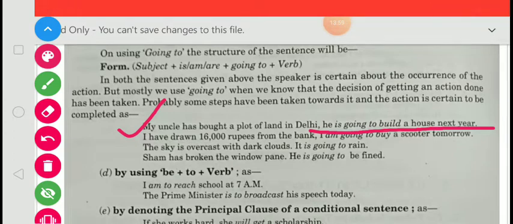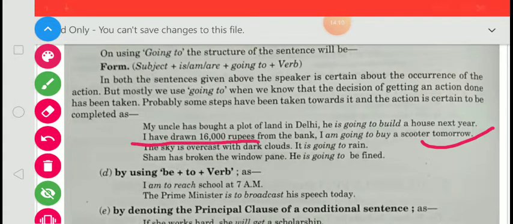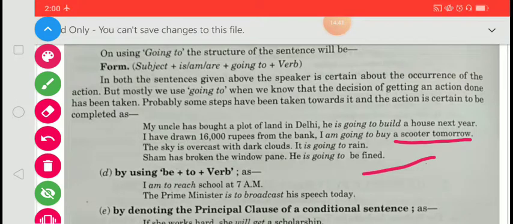I have drawn 16,000 rupees from the bank. I am going to buy a scooter. So here most part of the action has been done and this part is planned to be done in the near future. In such sentence structures, in order to express future time, we use going to. The sky is overcast with dark clouds. It is going to rain. Students, Sham has broken the window pane and he is going to be fined.